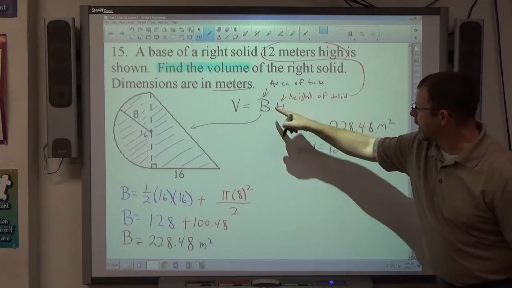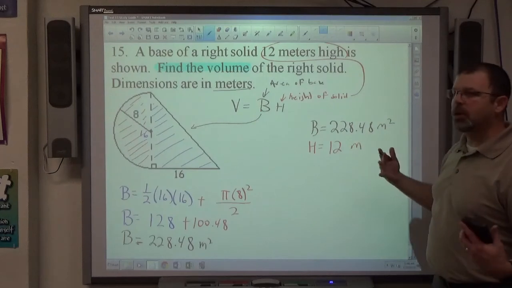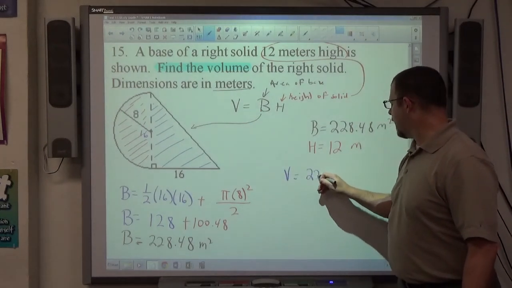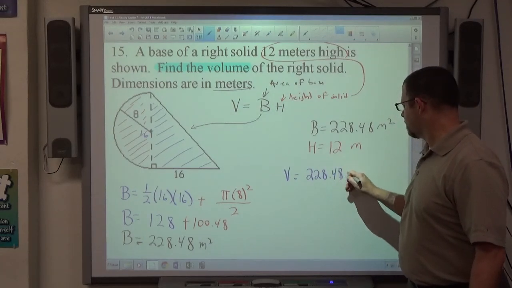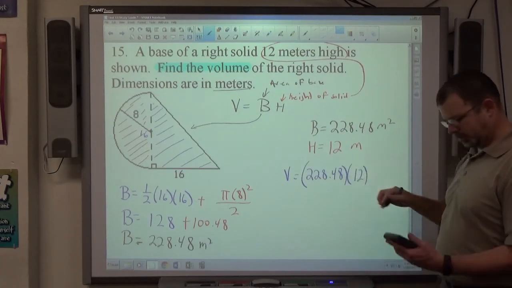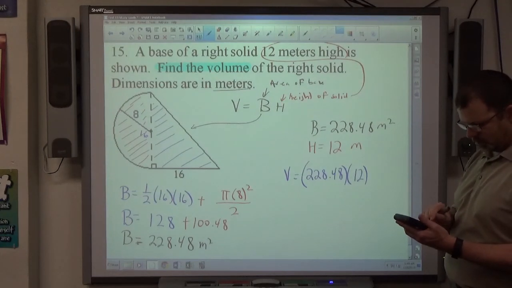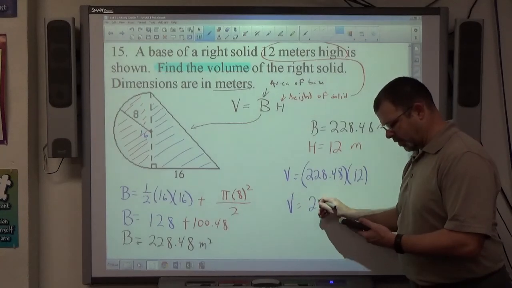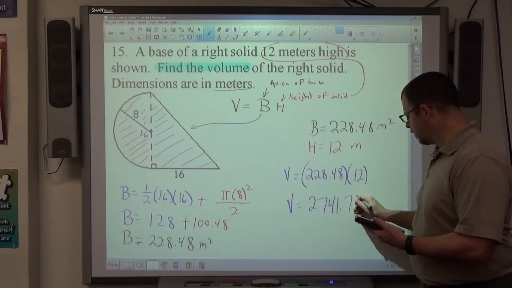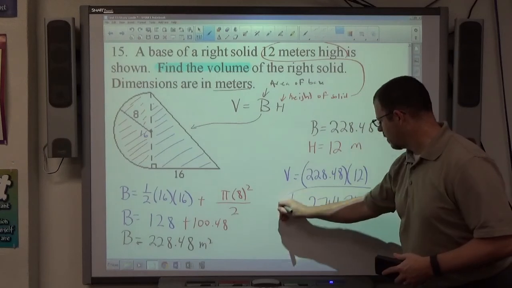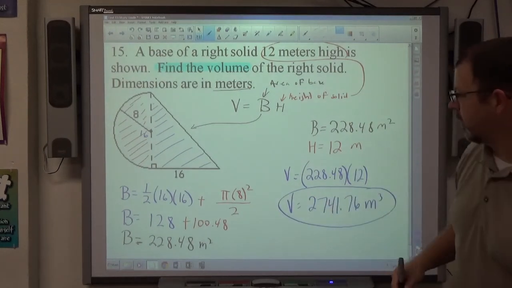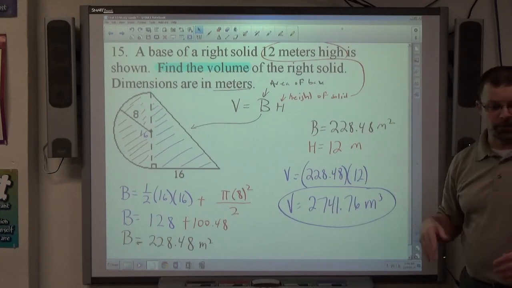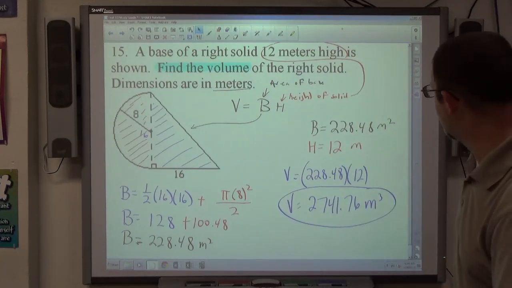See if we multiply B and H, meters squared times meters makes meters cubed, the correct volume unit. So volume is simply going to be 228.48 times 12. My calculator says 2,741.76 cubic meters. I would expect you to use a calculator for some of these calculations. Applying the formulas correctly, using the calculator to verify that we get the correct numerical values that we're supposed to get.